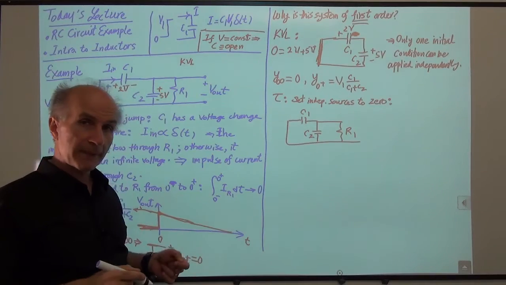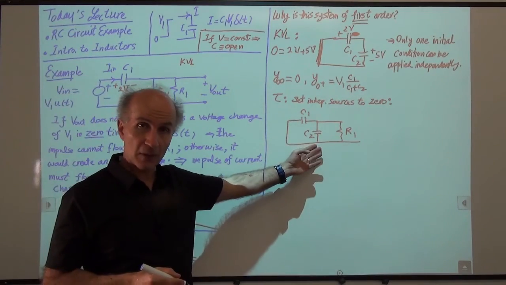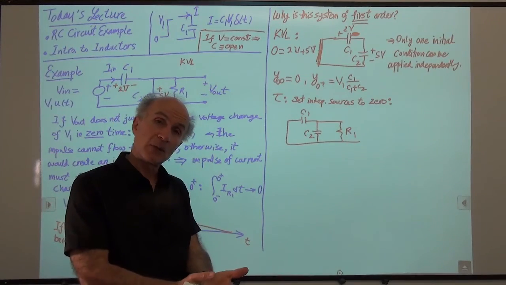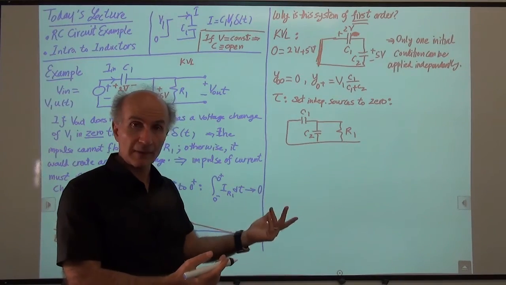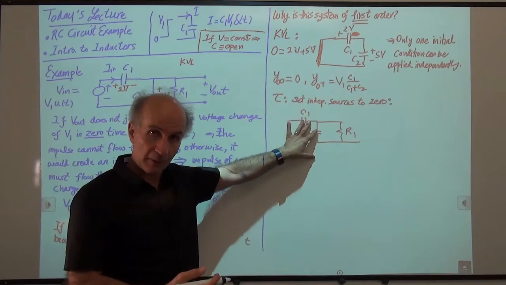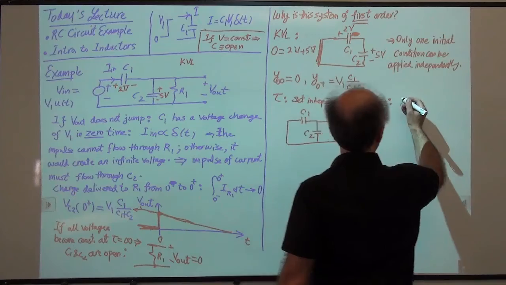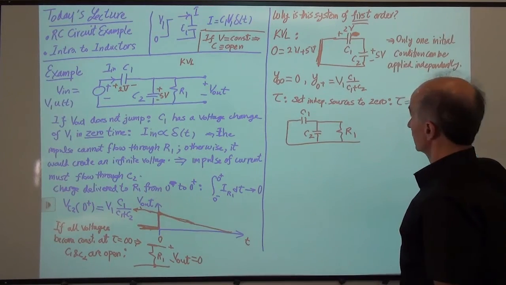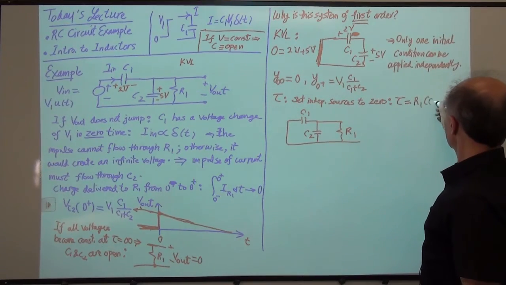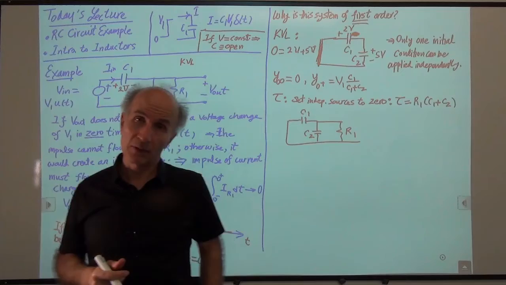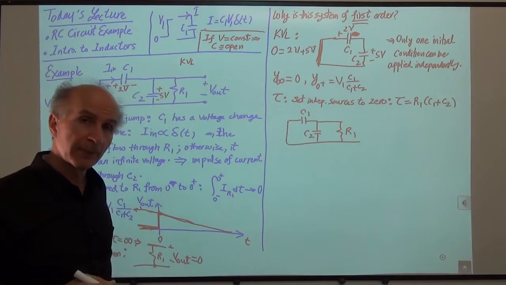Sure. What happens is that when I go to this computation topology, C1 and C2 actually appear in parallel. So I can just say the time constant is given by the sum of these two capacitors times this resistor. So we say tau is equal to R1 times (C1 plus C2). Sounds like magic, right? It's interesting that it happened that way.